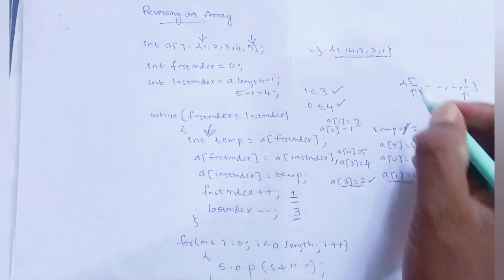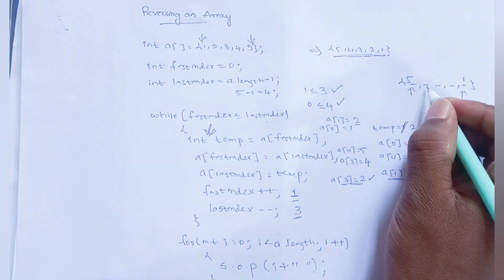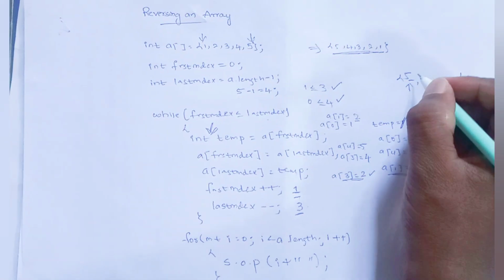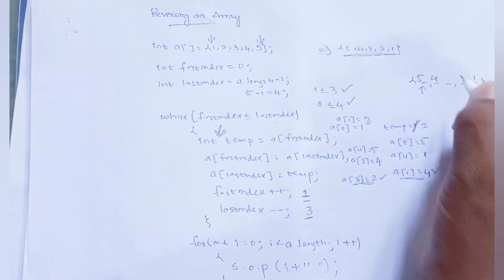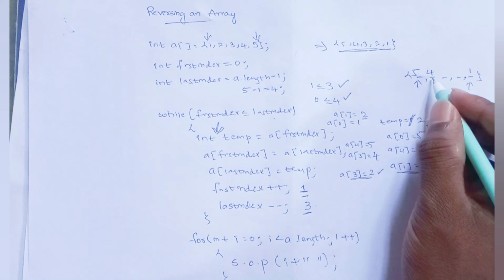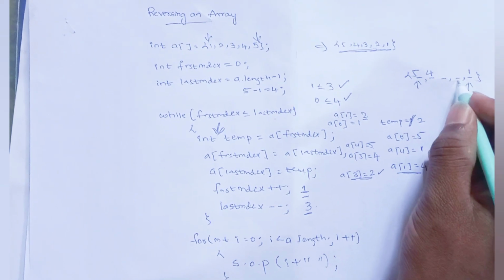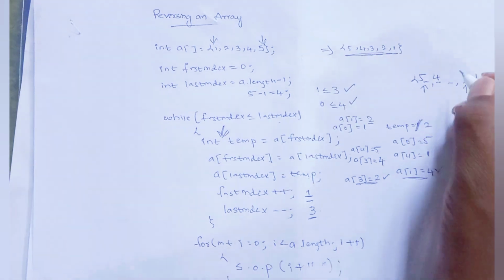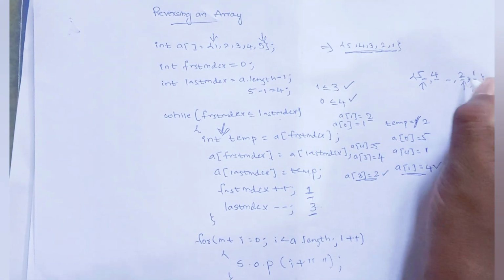So what happens? This is the 0th index, this is the 1 index. At A of 1 we will be having the 4. So at this position we will be having the 4. Then A of 3 equals 2. So 0, 1, 2, 3. This is the A of 3 position, and here we are storing the 2 value. So here we will be getting the 2.